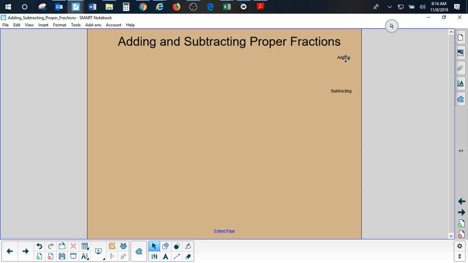Hello, we're going to take a look at adding and subtracting proper fractions. So take a look at adding first. The first example is 2/3 plus 2/4.